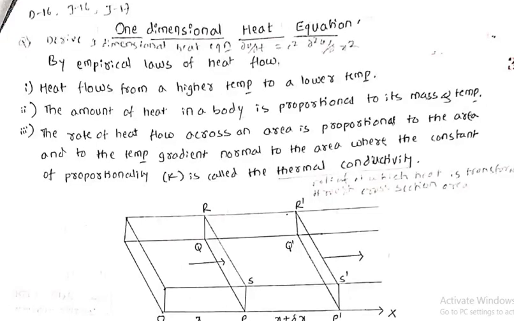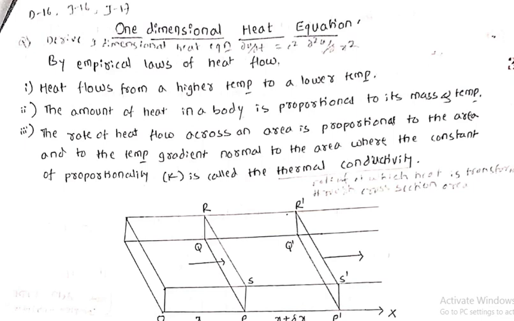Empirical laws of the one-dimensional heat equation. We know that heat will flow from higher temperature to lower temperature. For example, if we take a bar and start heating up one end of the bar, after some time we feel that the other side of the bar also heats up. That is the heat flow from higher to lower temperature.